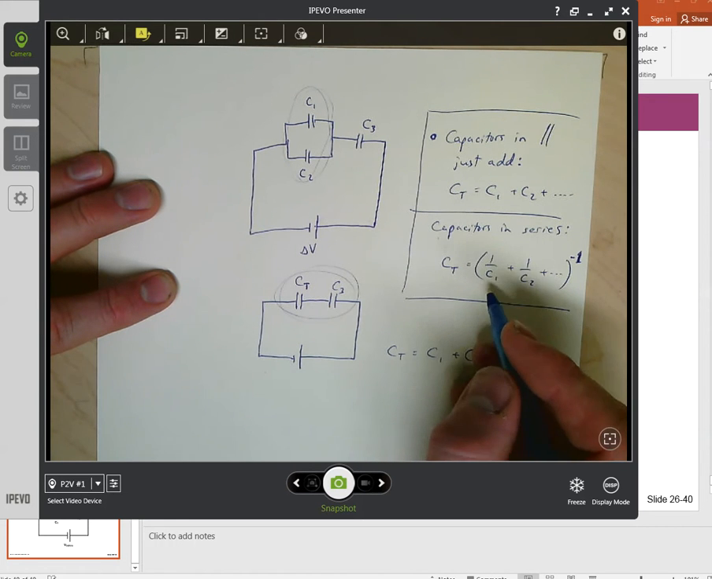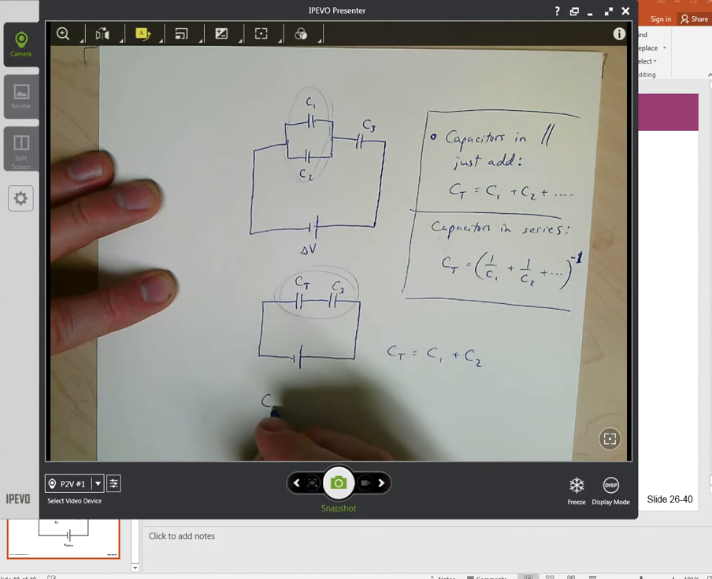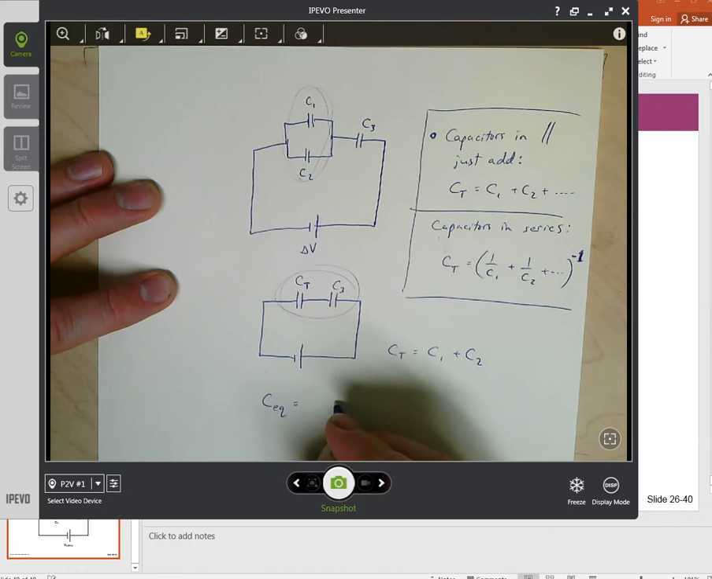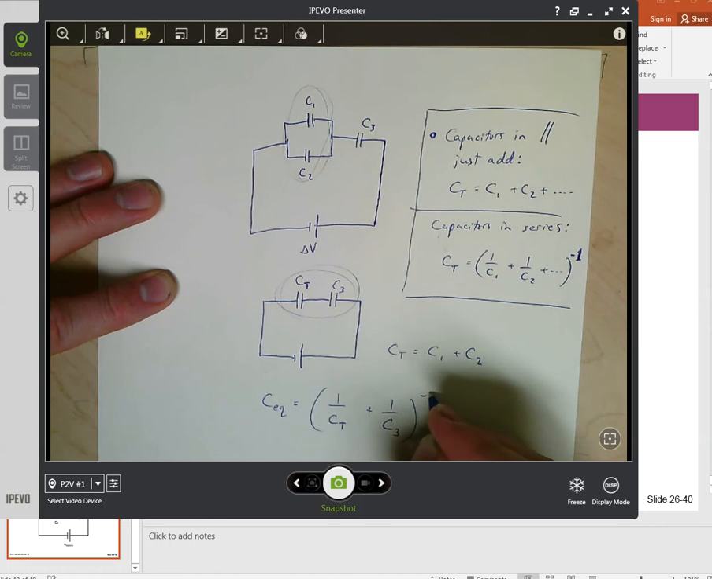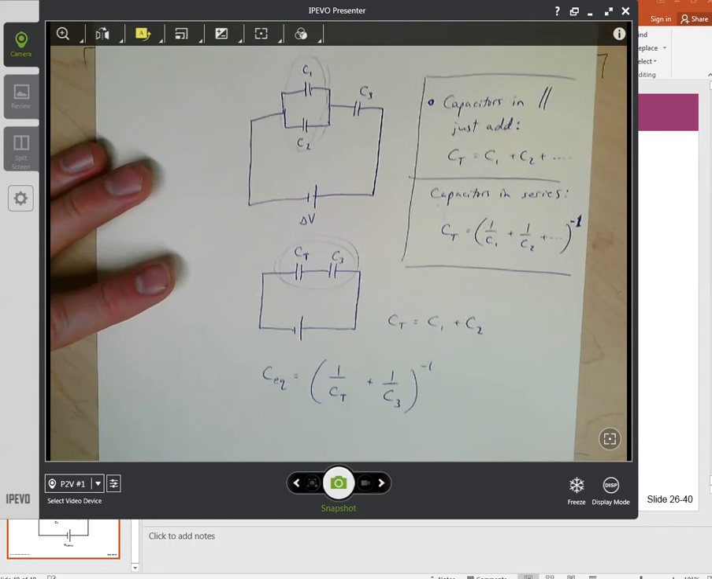So we're going to actually add them together so that the C equivalent, let's say, is equal to 1 over this C total plus 1 over C3. And I'm going to take the inverse. So that's how we actually figure this out.